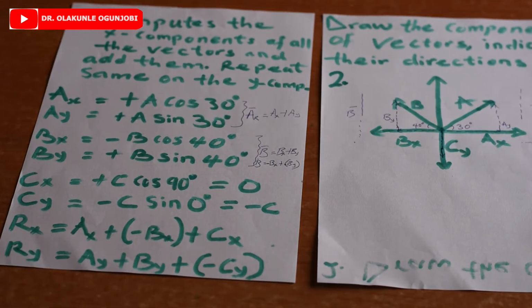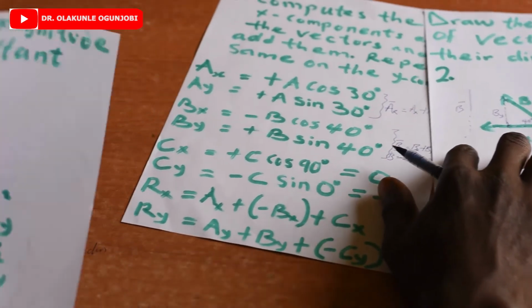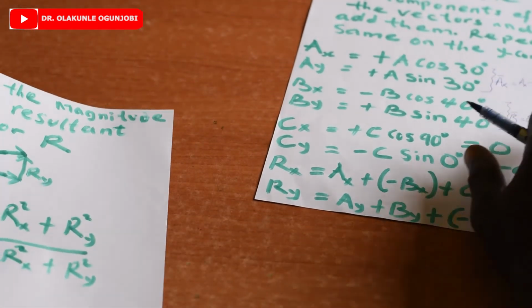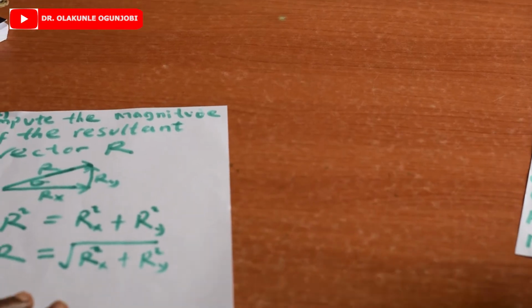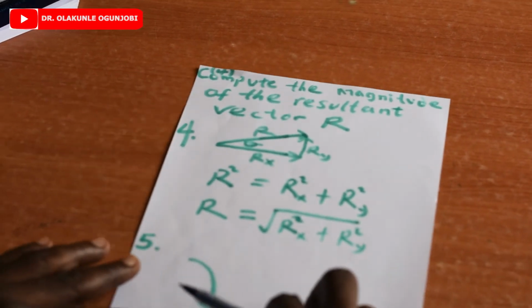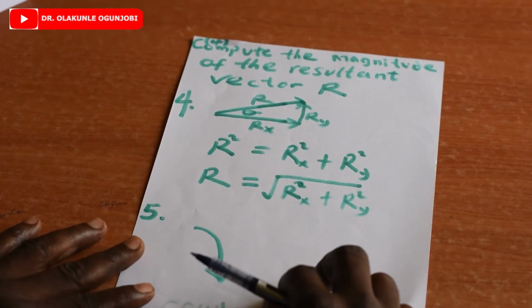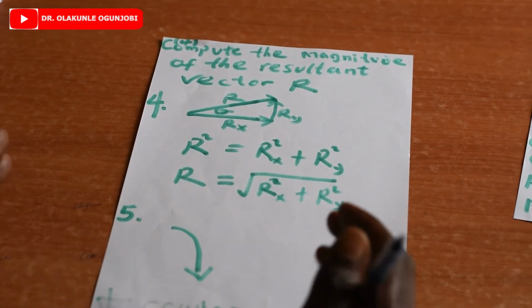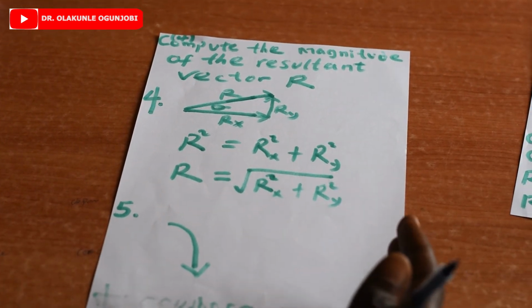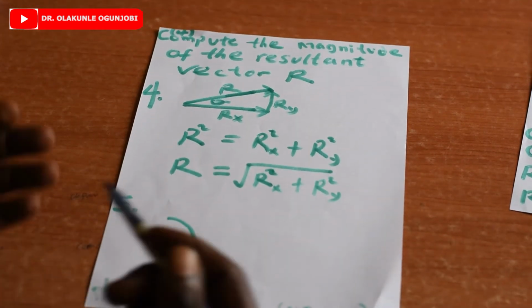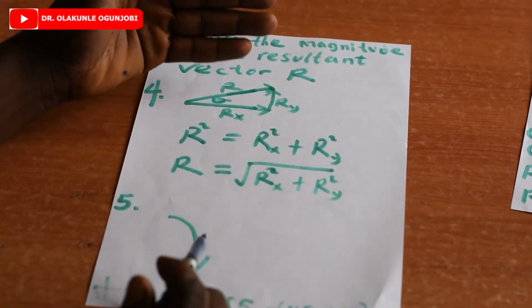So the fourth thing to do, in addition of vectors using components, is that you can compute the magnitude of the resultant vector R in this manner. So this is what you have for the resultant vector.